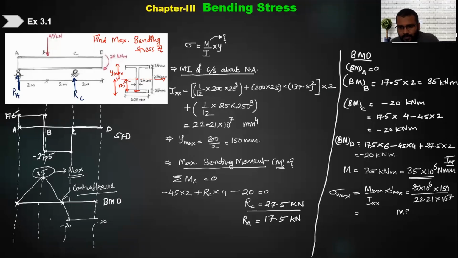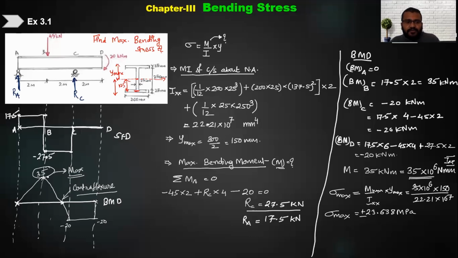23.638. So this is in MPa. Now this bending stress is both positive and negative. Do you understand why I am writing positive and negative both? Yes or no?